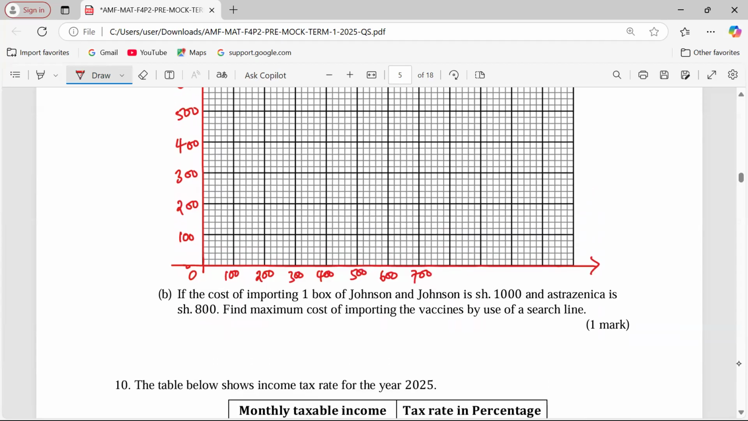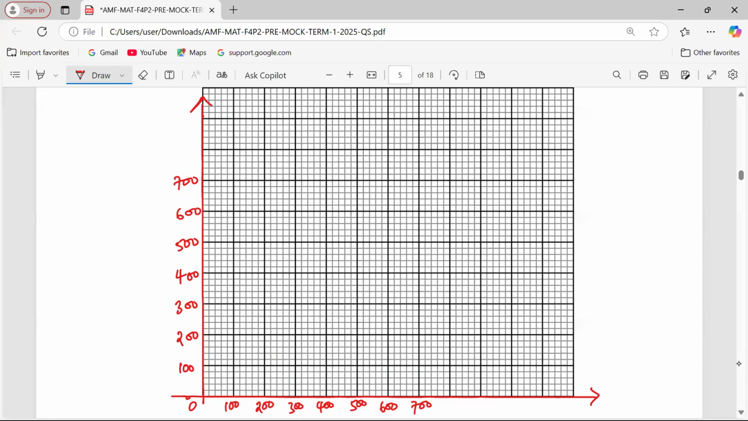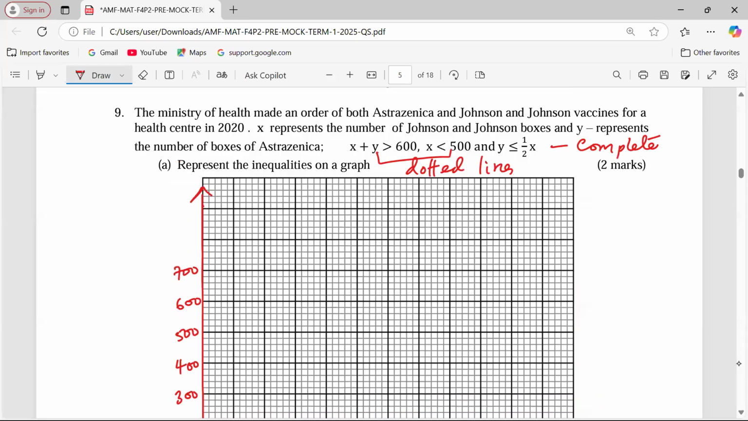Yeah. So far that labeling is enough. The first borderline, when you talk of x plus y greater than 600, we usually change the inequality to the borderline. So there is a borderline that represents each inequality. The borderline for the first inequality will be x plus y equals 600.